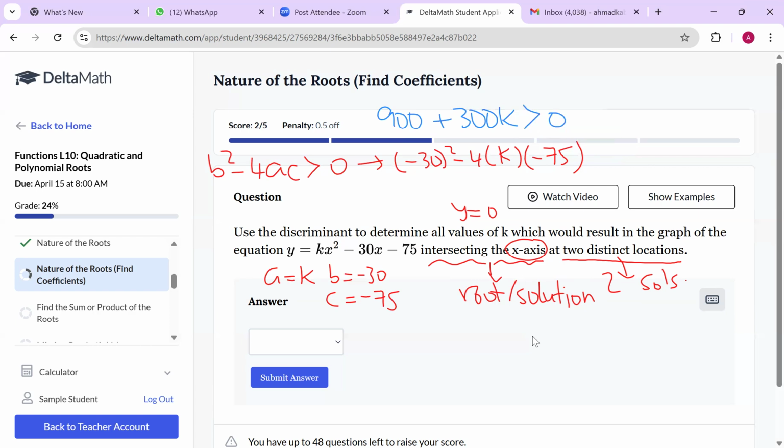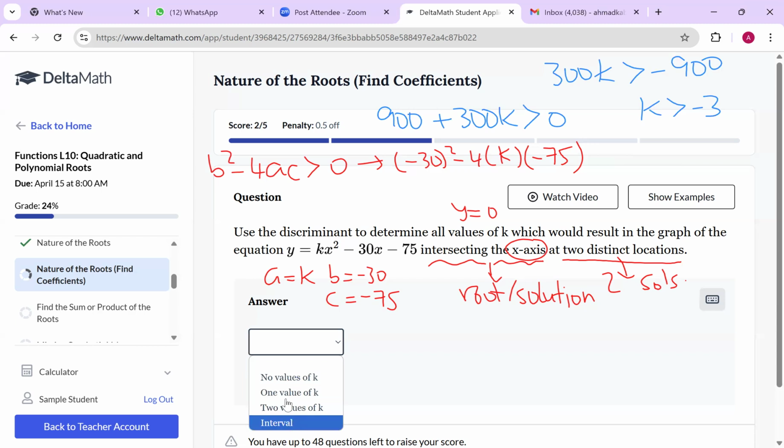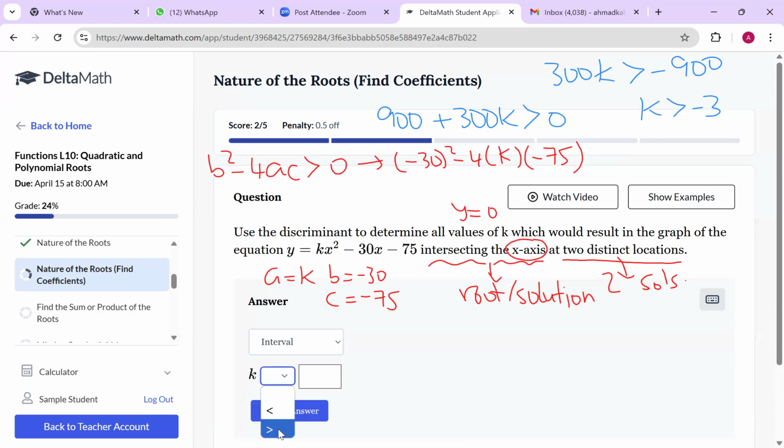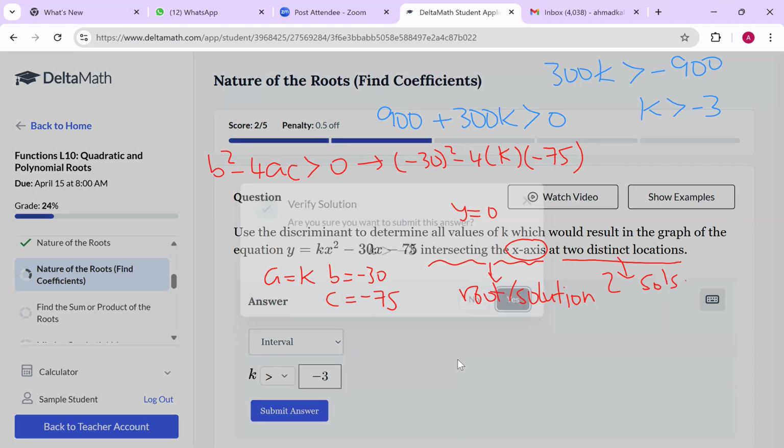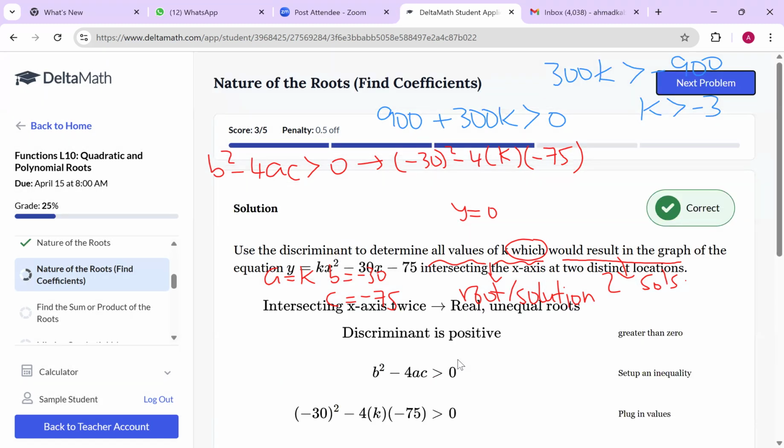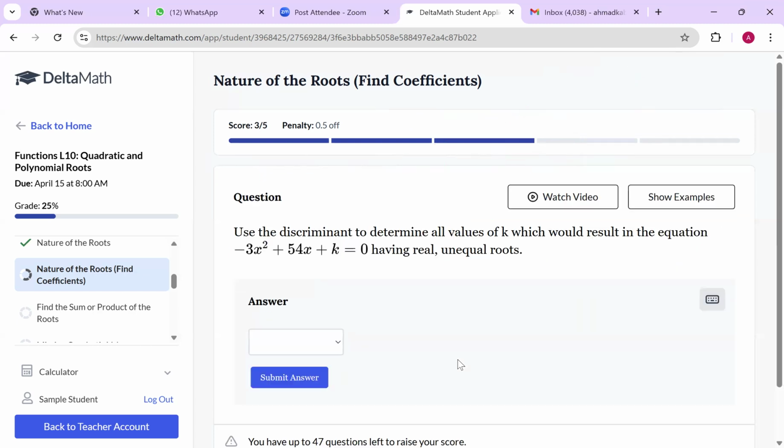We take the 900 to the other side, so 300k is greater than -900. So k is greater than -3. So the final answer is an interval where k is greater than -3. Let's try another one.